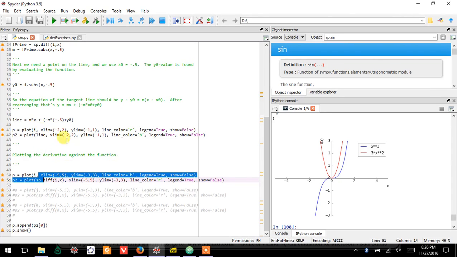So again, I am plotting the function. This time the function is x cubed, and I'm no longer finding the tangent line. Here I am just plotting the function against its derivative, right? So I put both of those in the same plot. And so here what I have is x cubed. The blue line is x cubed. The red line is the derivative of x cubed, which is 3x squared.